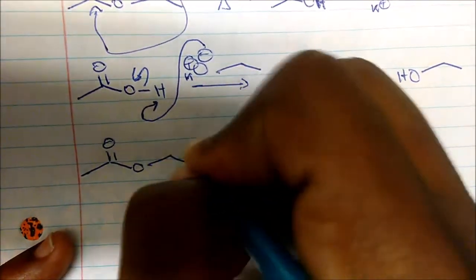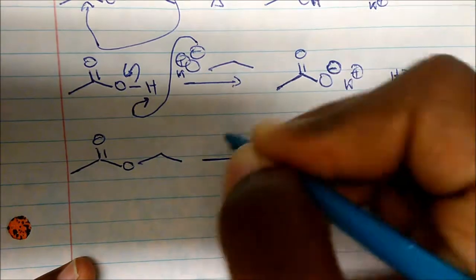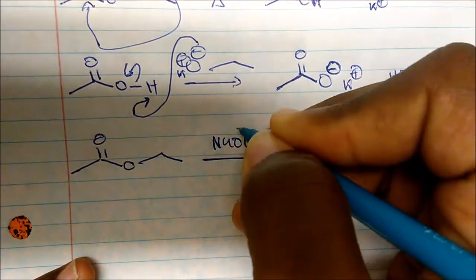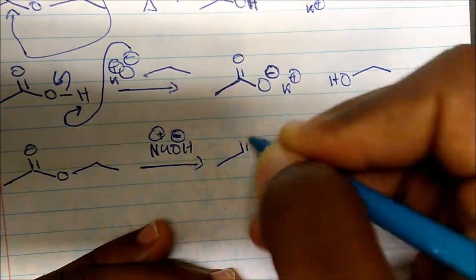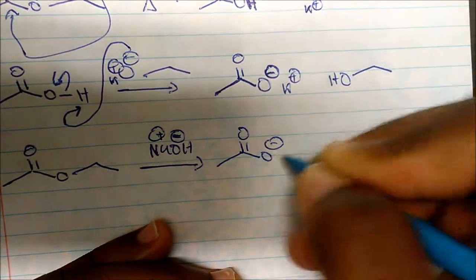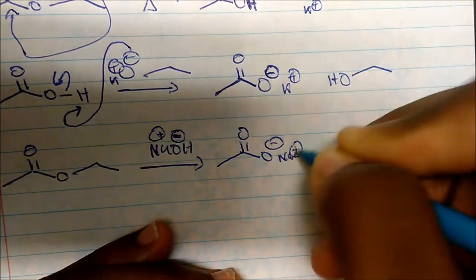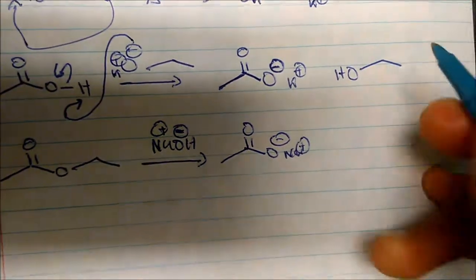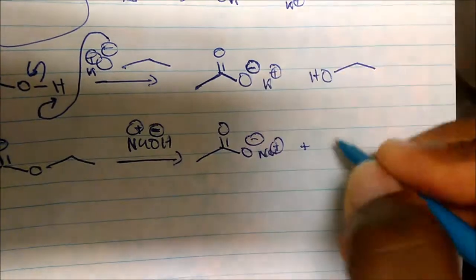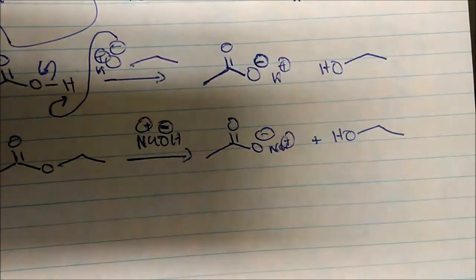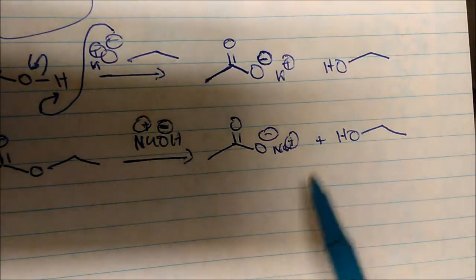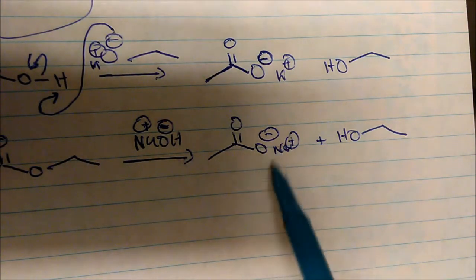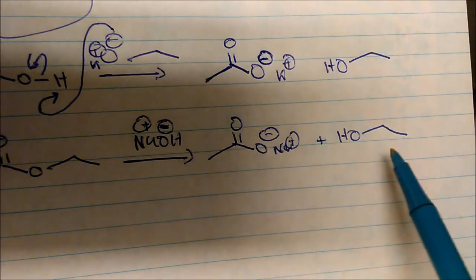You could imagine if we take ethyl acetate and we add sodium hydroxide, what are we going to get? We're just simply going to get a hydrolysis. So we get the carboxylate with O minus and the sodium plus, plus ethanol. That's the general idea: we take an ester, hydrolyze it, and we get the salt plus the alcohol.